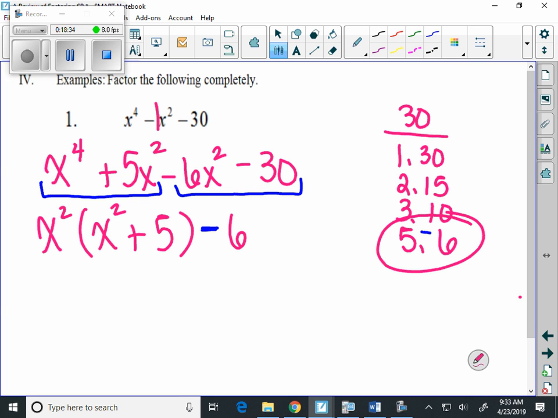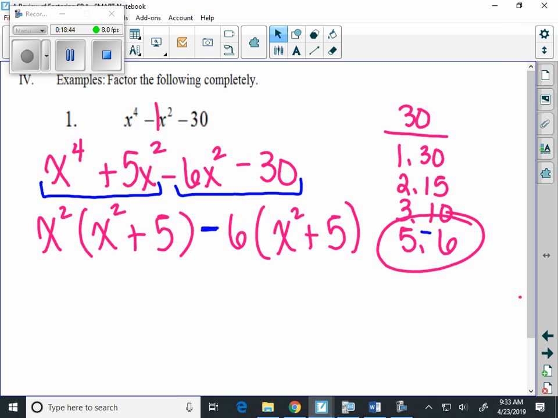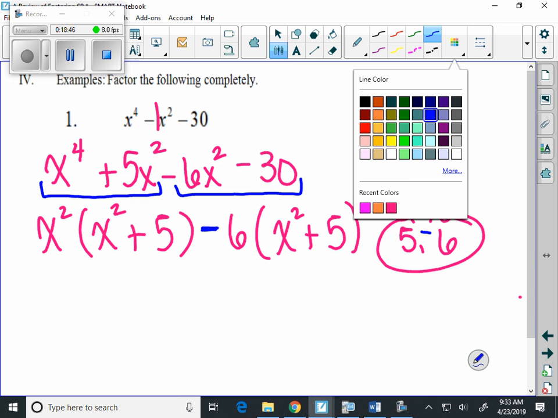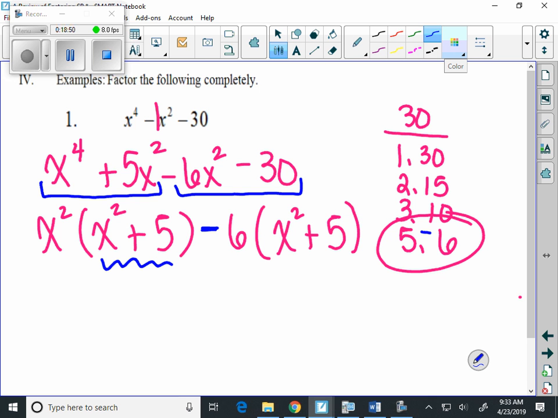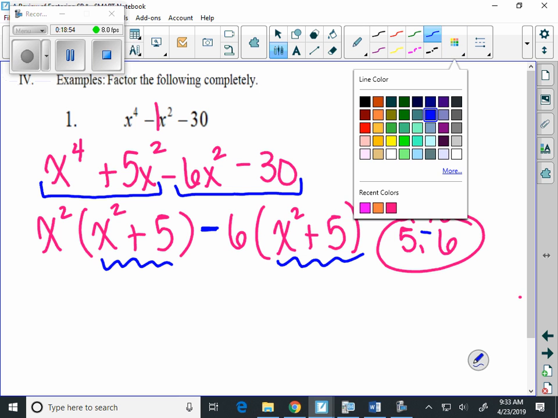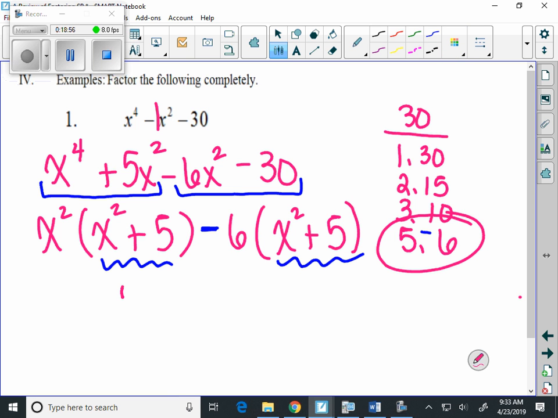Negative 6x squared divided by negative 6 is x squared. Negative 30 divided by negative 6 is positive 5. And what we see is we see an x squared plus 5 and an x squared plus 5 in each group. So we end up with x squared plus 5 times x squared minus 6.